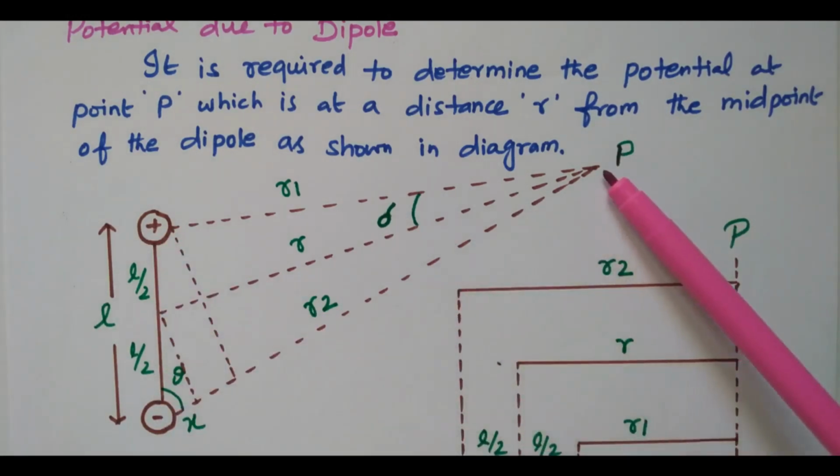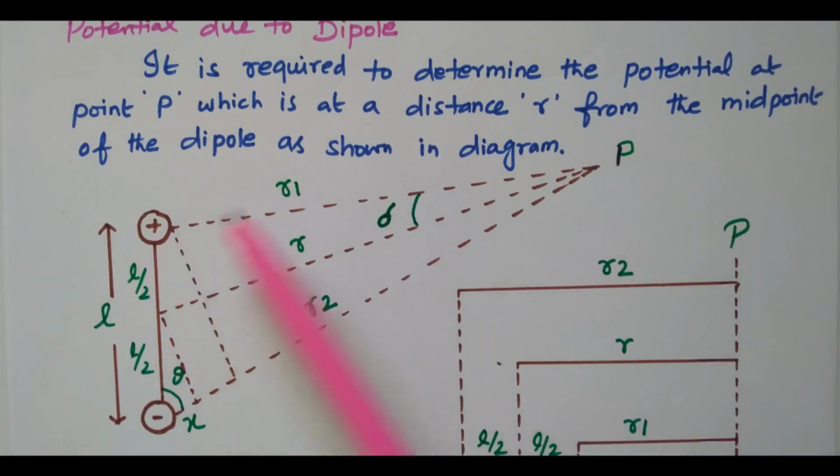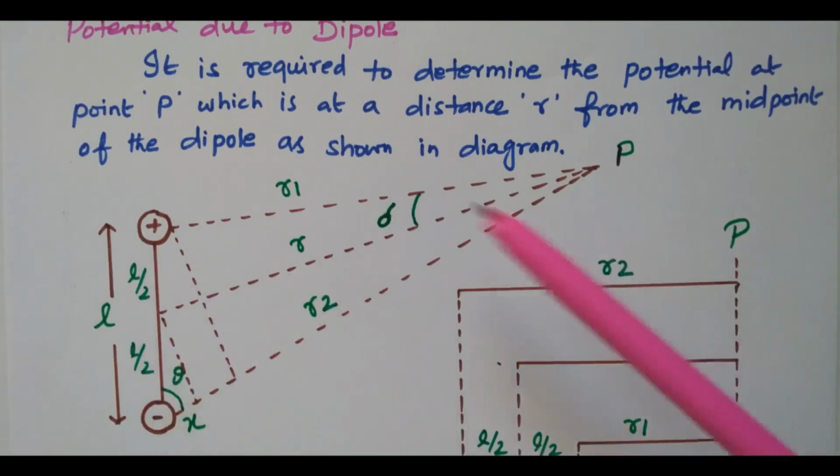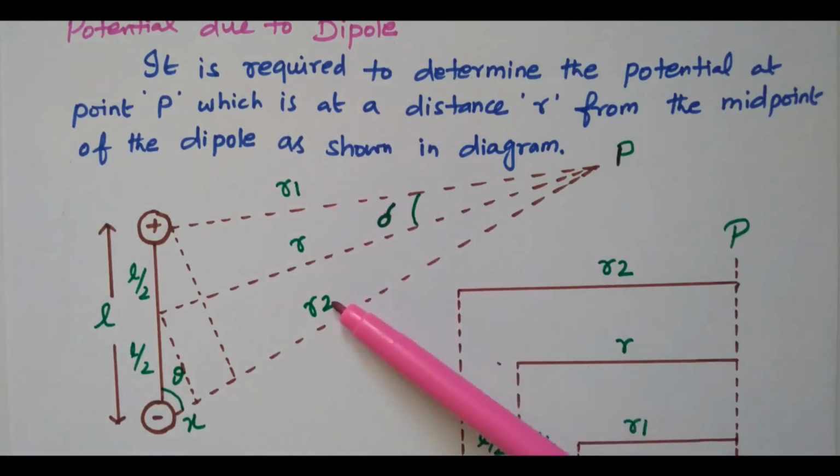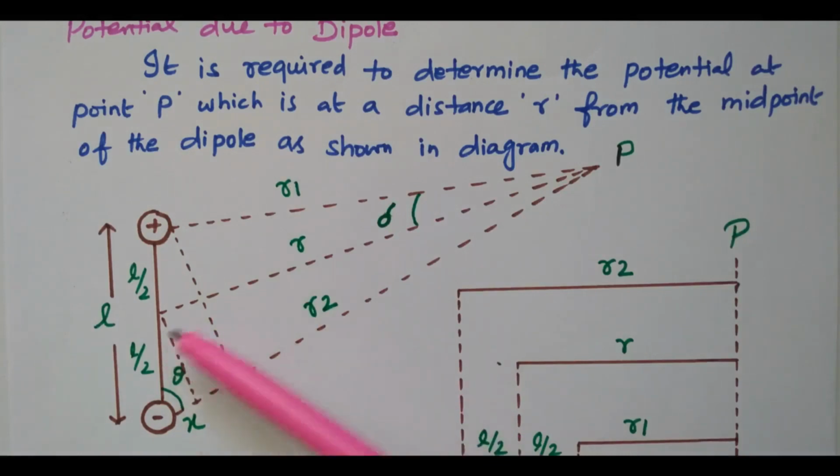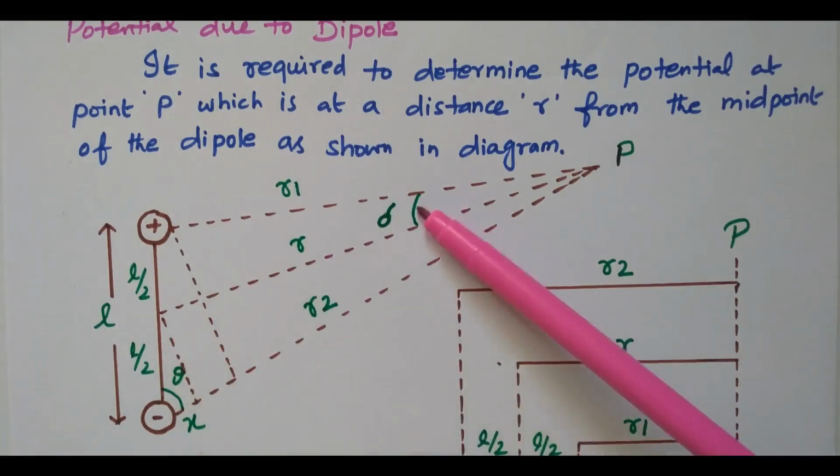The distance between point P and the positive charge is R1. The distance between point P and the negative charge is R2. Exactly at the center, it is L by 2 and L by 2, and that distance to P is R meter. So R1 for the positive charge, R2 for the negative charge, and at the center R. This angle is delta.